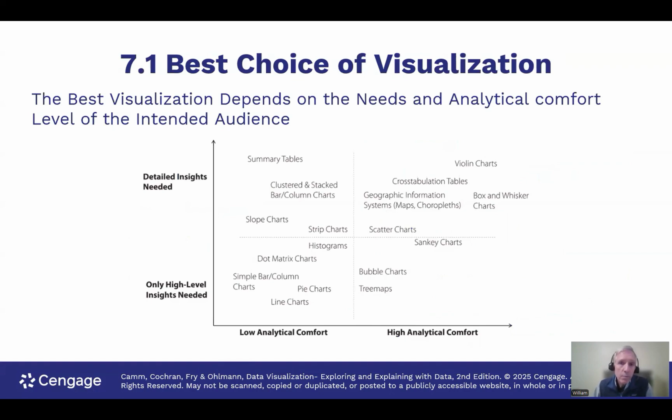The visualization really depends on the needs and the analytical comfort level of the intended audience. So if your audience has a low comfort level, but they need details, then you might just think about tables. You might not even think about visualizing it. You might just give them tables of data. You might use clustered or stacked columns, that sort of thing. Slope charts, maybe they don't need quite as much detail. You can go down to a slope chart or a strip chart.